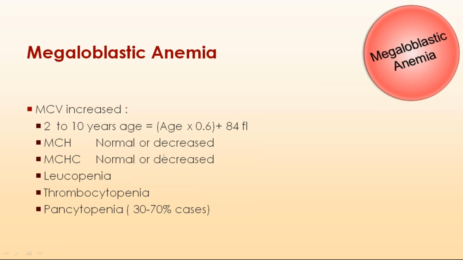Usually they are associated with leukopenia and thrombocytopenia also, because B12 and folate are necessary for the formation of nuclei of these cells as well. In 30 to 70% it is a pancytopenia: all three lines, RBC, WBC, and platelets, are decreased. So whenever you come across a case of pancytopenia, think, in addition to aplastic anemia and leukemias, of megaloblastic anemia as a differential diagnosis.